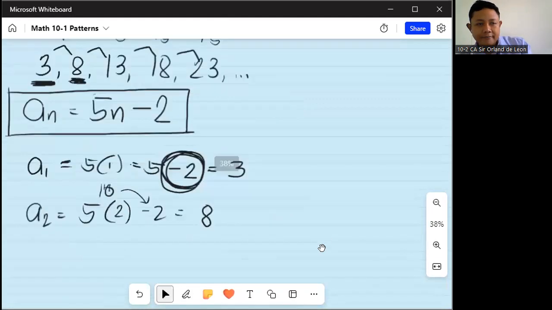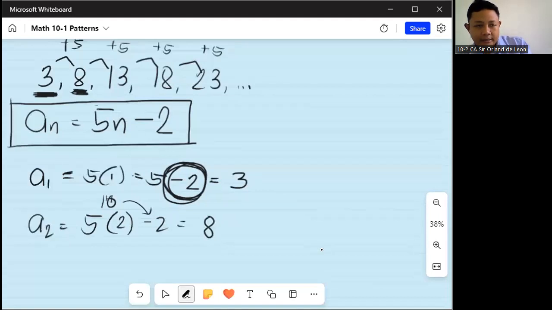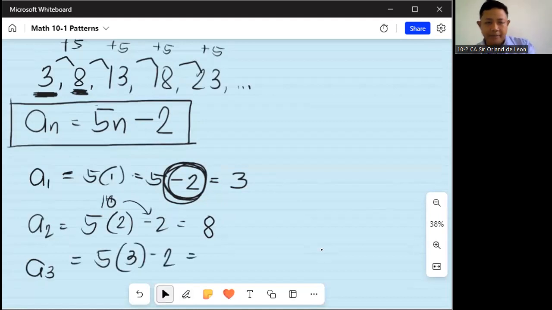One more try. Let's try a sub 3. Ready? 5 times 3 minus 2 is equal to, what's the answer? Type it in the chat box. Very good. Those who are typing their answers, correct? Correct. It's 13. So, did we get the correct third term? Exactly. So, therefore, that's correct.